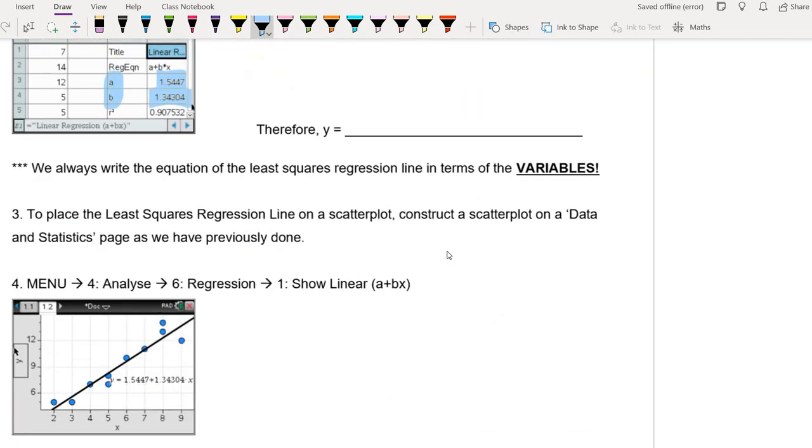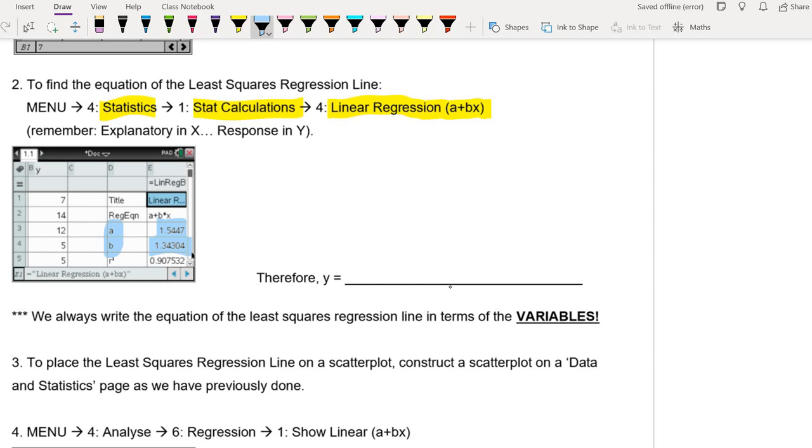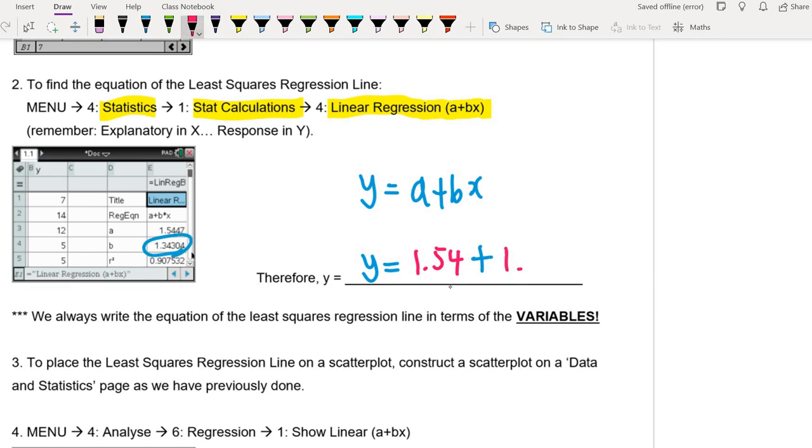We just use the CAS and put those in. So, for example, using a plus bx, here we're given a as 1.54, using 2 decimal places. So you just write y equals, and wherever you see a, you put 1.54, plus, and wherever you see b, we put 1.34, and then you write x. And this is the equation that we're looking for.